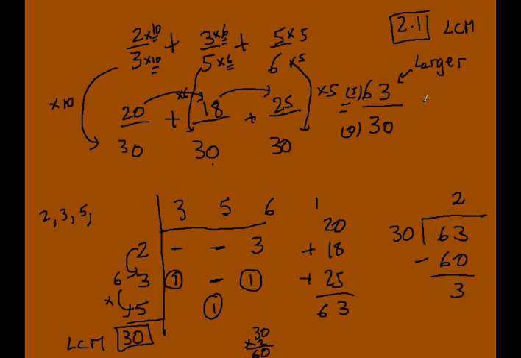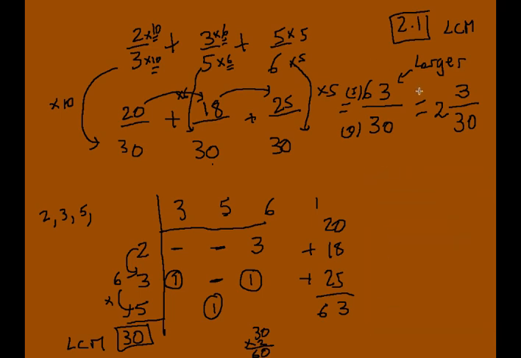So your final answer is, this one always goes in front, your remainder goes in the back, and your denominator, which was 30, stays the same. Now again, this problem was slightly more complicated because this is not the final answer. Why is that?